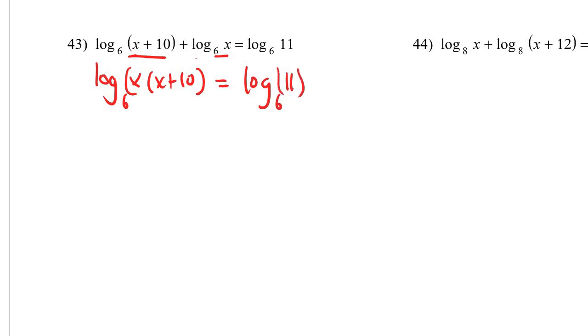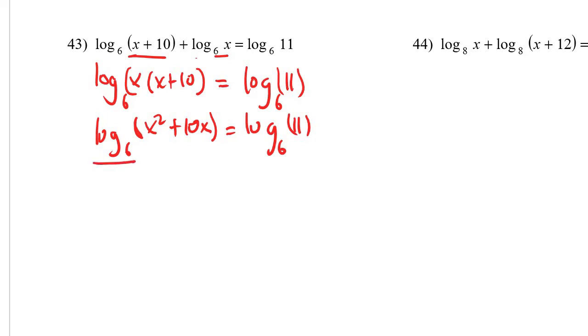All right. Now I am going to multiply this. Log base 6 of x squared plus 10x equals log base 6 of 11. We're happy now. You see, you have log base 6 on the left, log base 6 on the right. Guess what we're going to do to the log? Drop it. And then write only what is left.